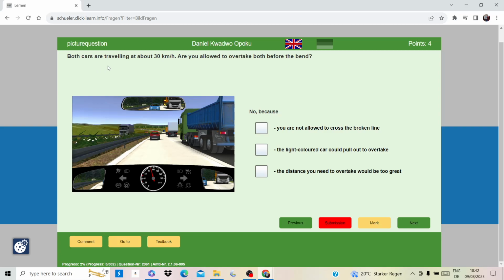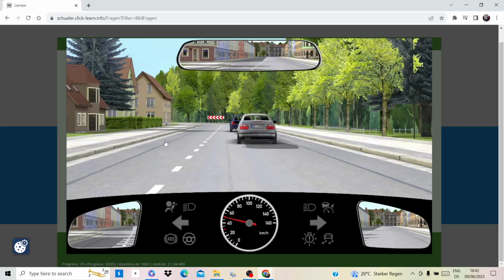Both cars are traveling at about 30 kilometers per hour. Are you allowed to overtake both before the bend? I think this is not the right picture. This is the right picture. This is the picture. Here.